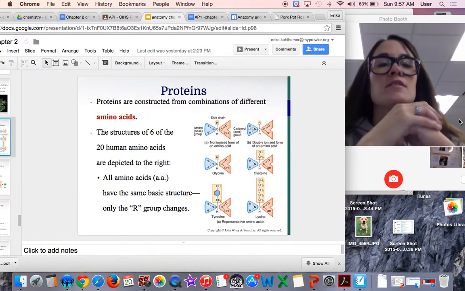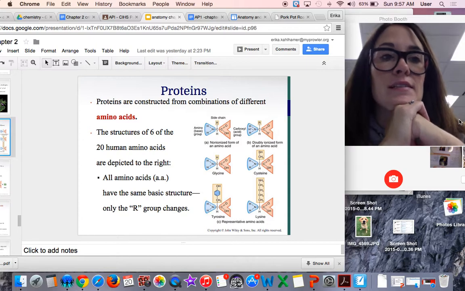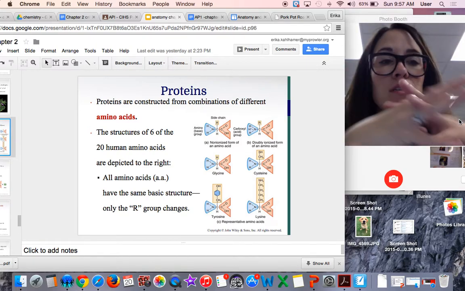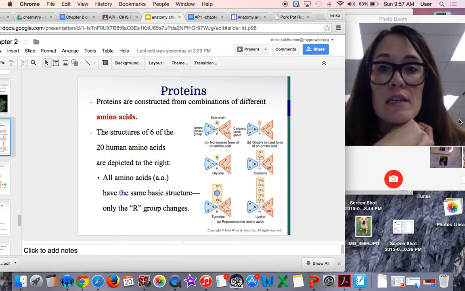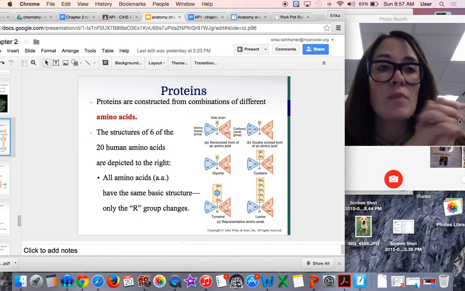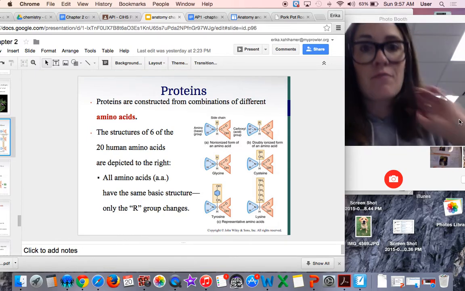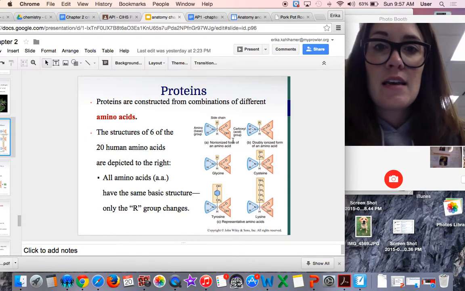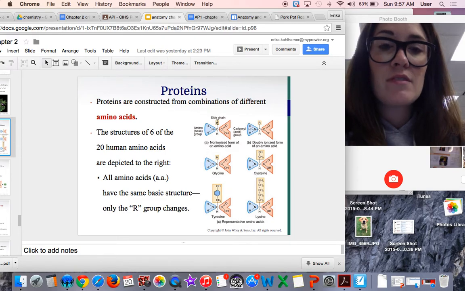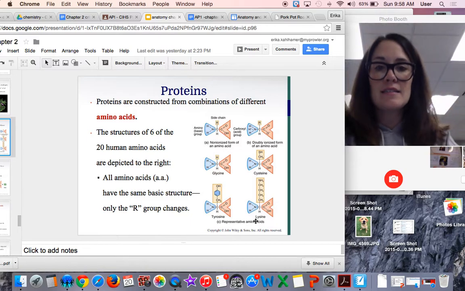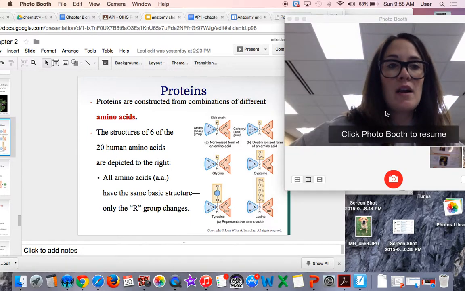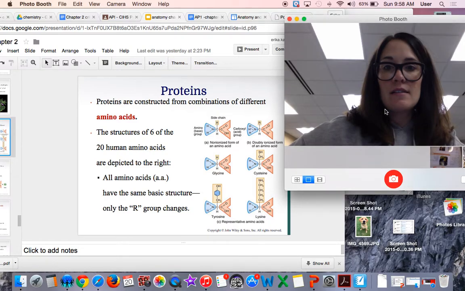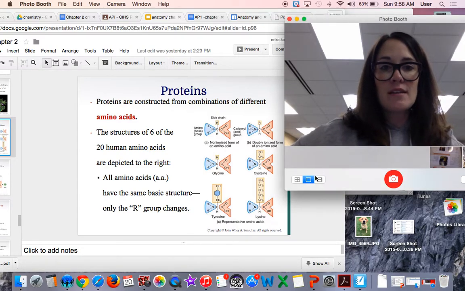Proteins, just like carbohydrates and lipids, are built by smaller parts. The smaller building blocks of proteins are called amino acids. Here are some pictures of different amino acids: glycine, cysteine, lysine, and tyrosine. In the human body, there are 20 different amino acids, and all of them have the same basic structure.